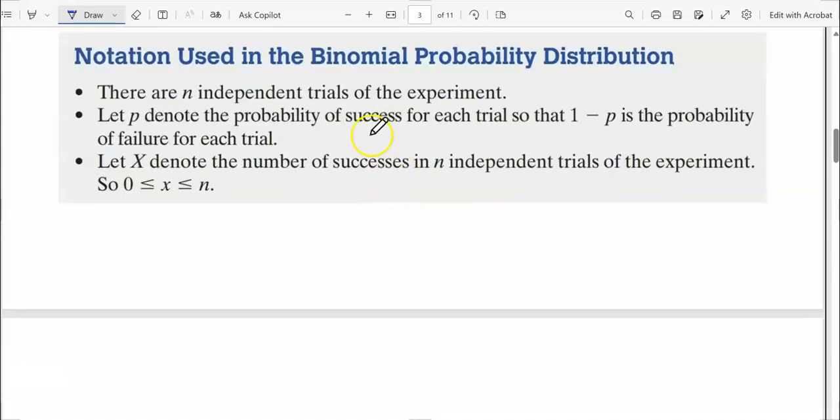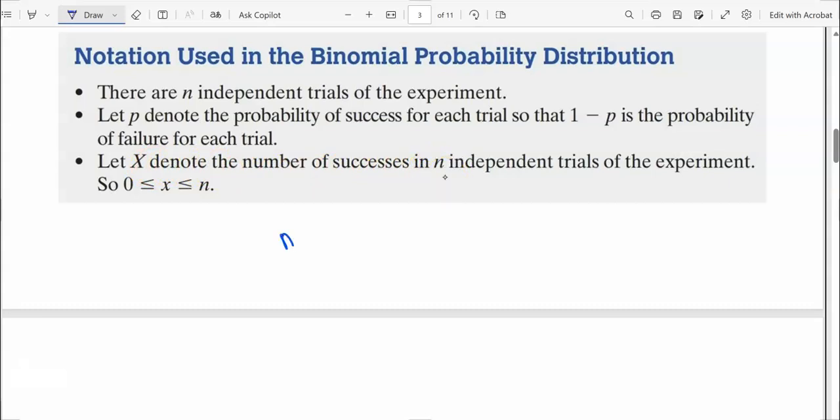So what's the notation we're going to see here? Well, n is going to represent the number of trials. p is your probability of success. The probability of a failure is the complement, which would be 1 minus p. And then x is going to represent the number of successes out of the n trials.